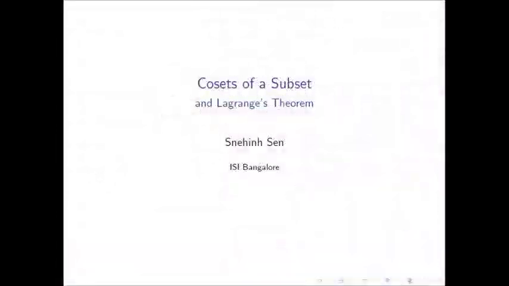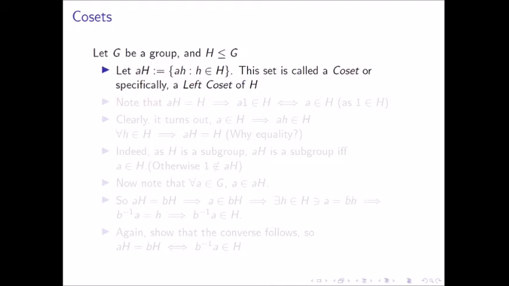In the following section, we'll briefly study cosets and Lagrange's theorem. So what exactly are cosets? Let G be a group and H be a subgroup of it. Then the set aH is defined as the set of all elements ah such that h is an element of capital H. This set is called a coset, or specifically a left coset, because a is towards the left of h.